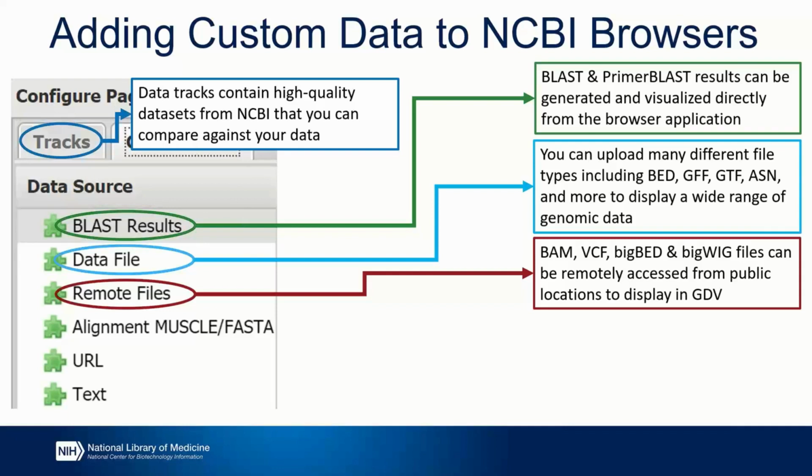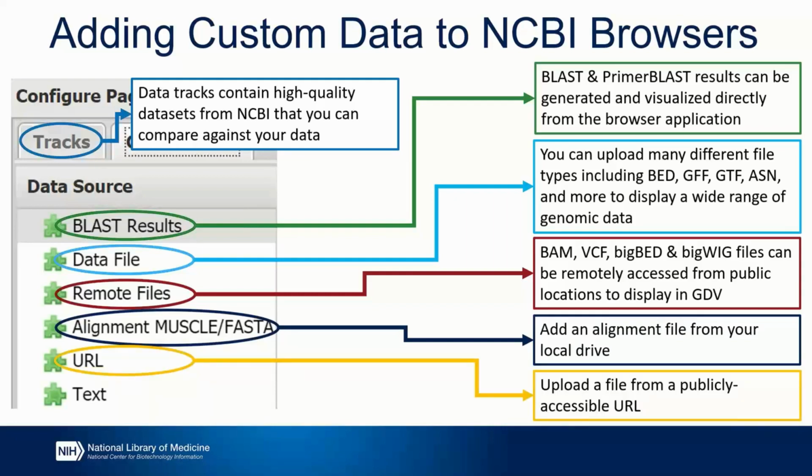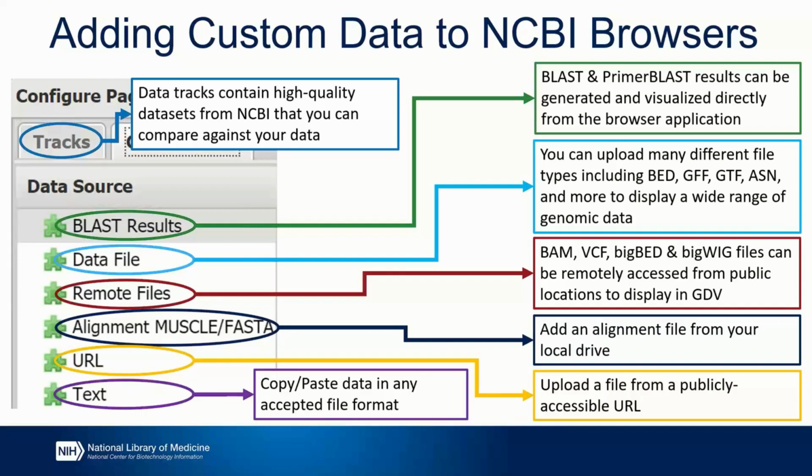Now, these last three settings are a little more self-explanatory, so I'll move through them more quickly. The alignment option is reserved for uploading an alignment file from your computer. The URL option lets you upload a file from a URL. So it's kind of like the remote files, but it's more designed for those BED and GFF files that you just might happen to have stored online as well. And lastly, you can even just copy and paste the text from any of our accepted file formats and paste them into the sequence viewer and have it uploaded that way.